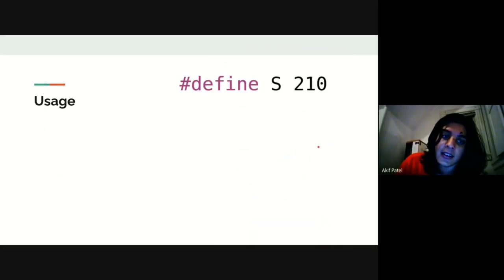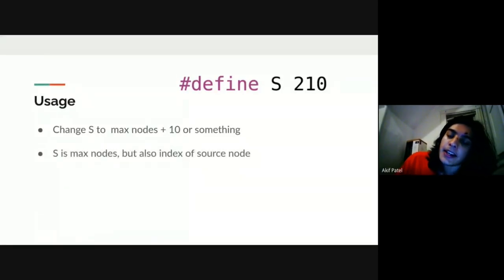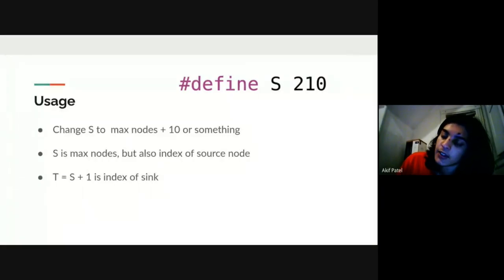At least, yeah. Okay, so how do you actually use this template? It depends on this macro called S. You first define S to be the maximum number of nodes in your graph, plus a small number like 10. S then becomes the index of the source node. And T, which is S plus one, you just use S plus one everywhere you want to use T, will be the index of the sink when you're making your graph.